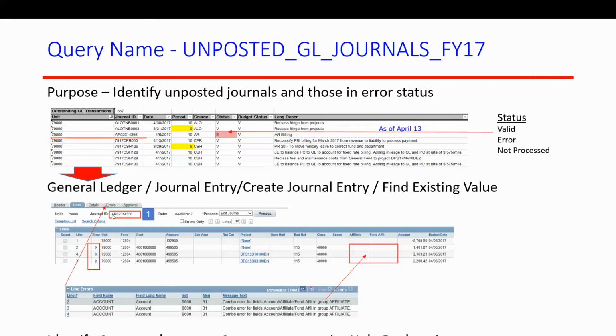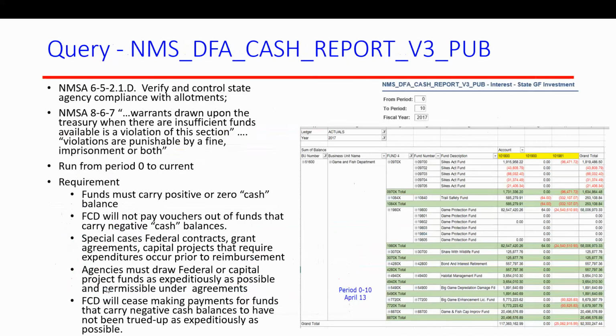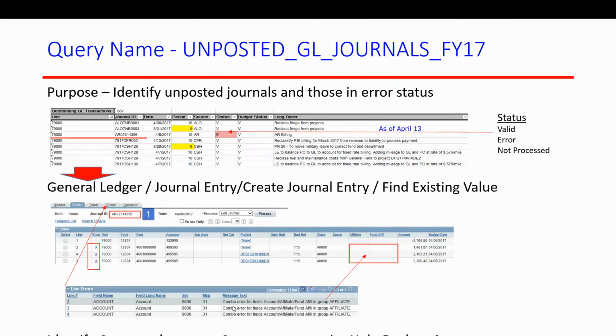Now, the specific error can be found by going to the Error tab. And the Error tab tells you that there's a combo error for fields account, affiliate, fund affiliate. Putting that in English, what that actually says is that this particular account requires an affiliate and fund affiliate. In this particular case, as you will note, it's not there.